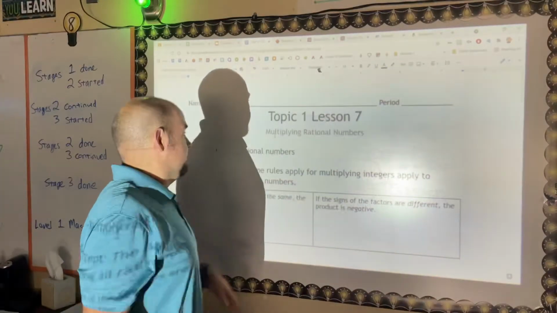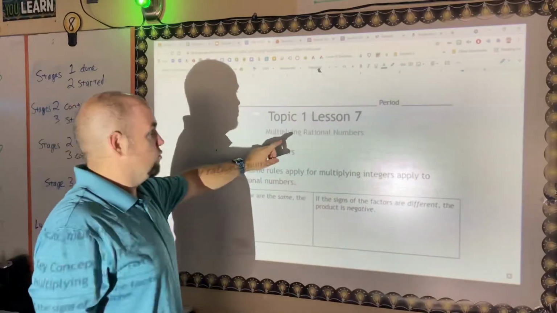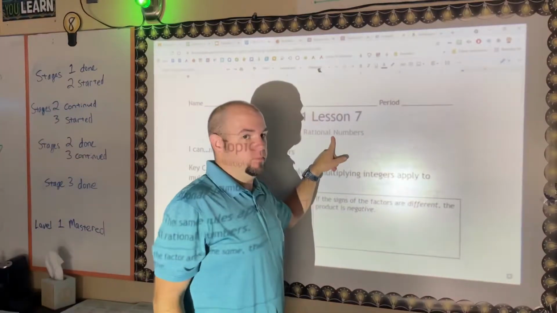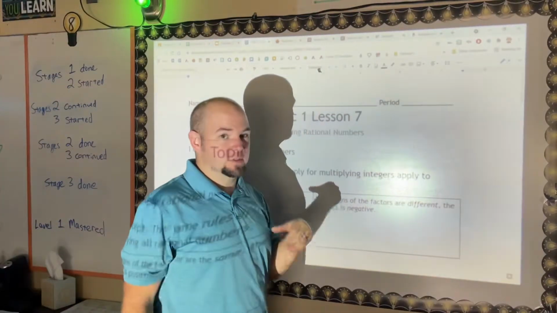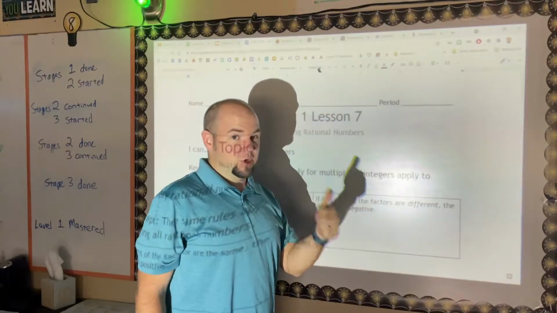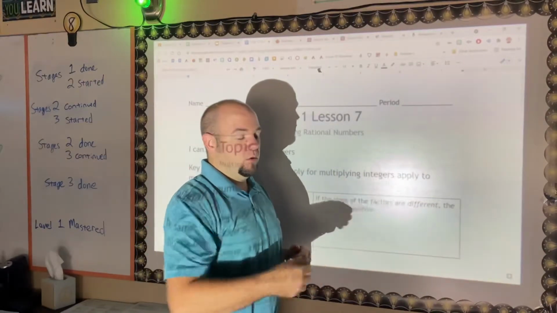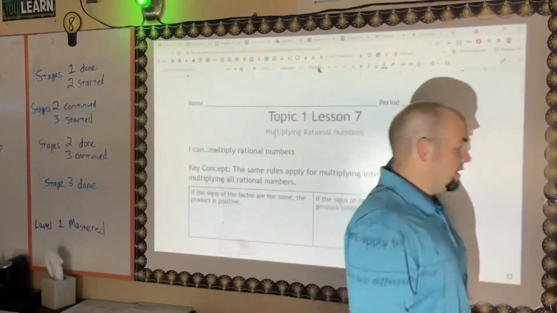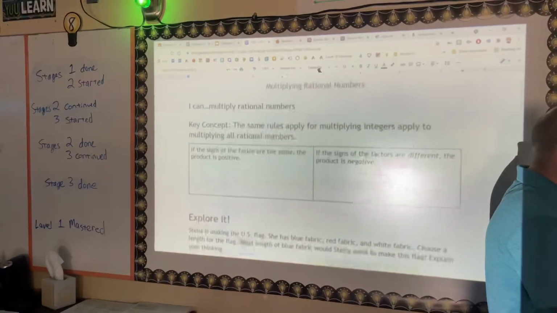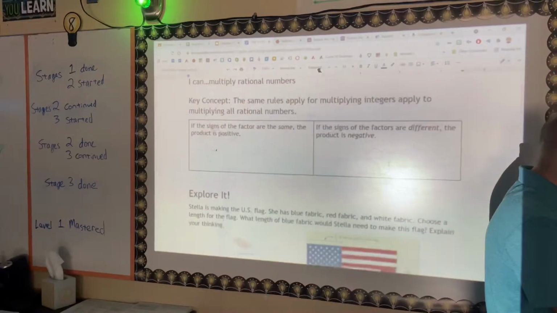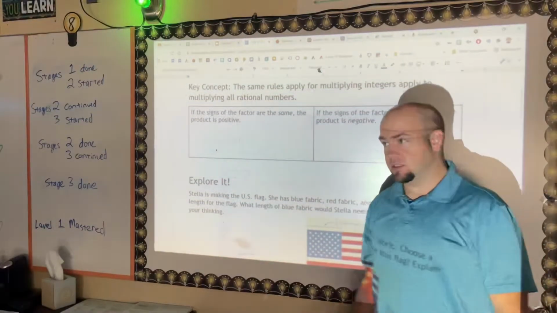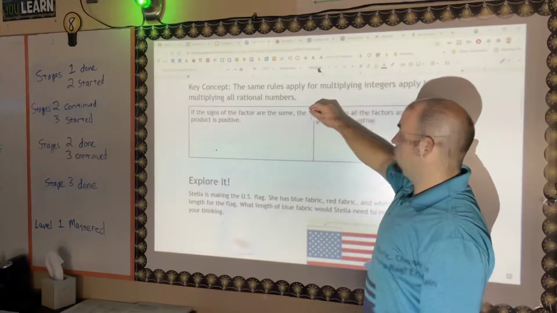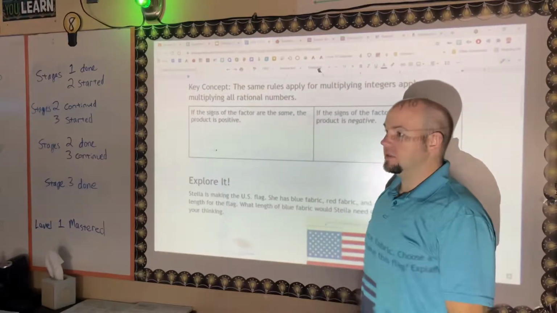Working on 1.7. Multiplying rational numbers this time, not integers, rational numbers. So the numbers that are decimals, they're either terminating or they repeat, or it's just a fraction as well. So we're doing that. That's topic 1.7. Key concept here: the exact same rules apply to multiplying integers that apply to multiplying all rational numbers.